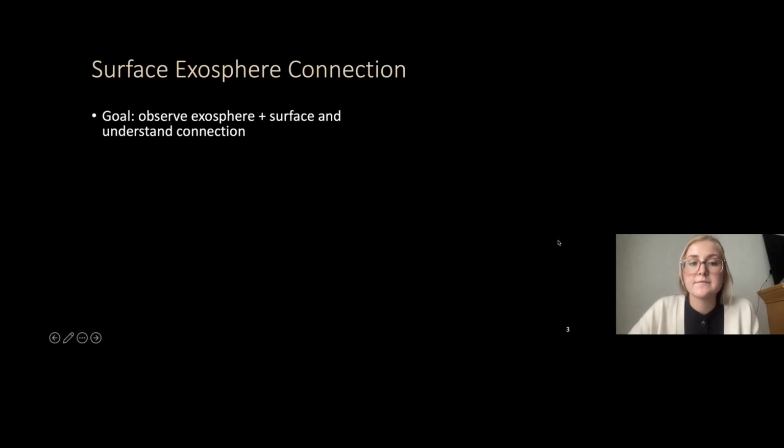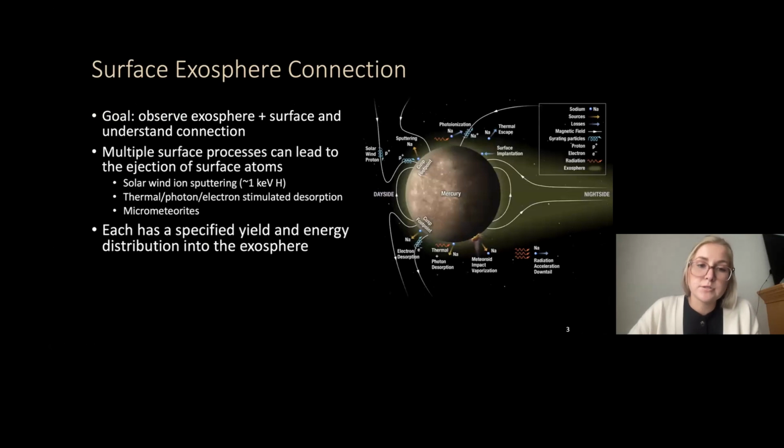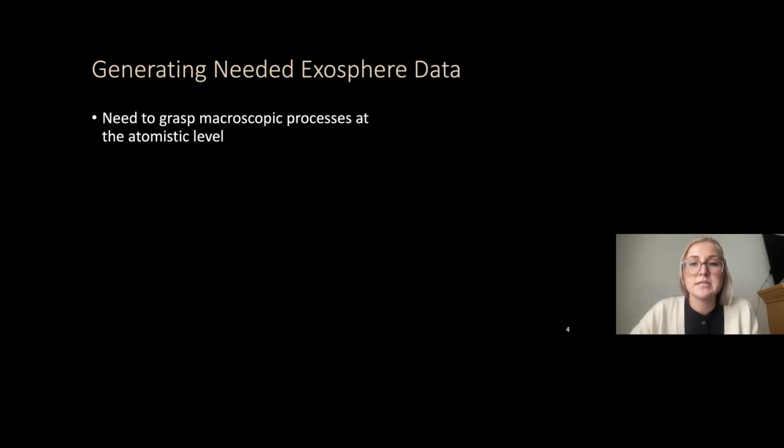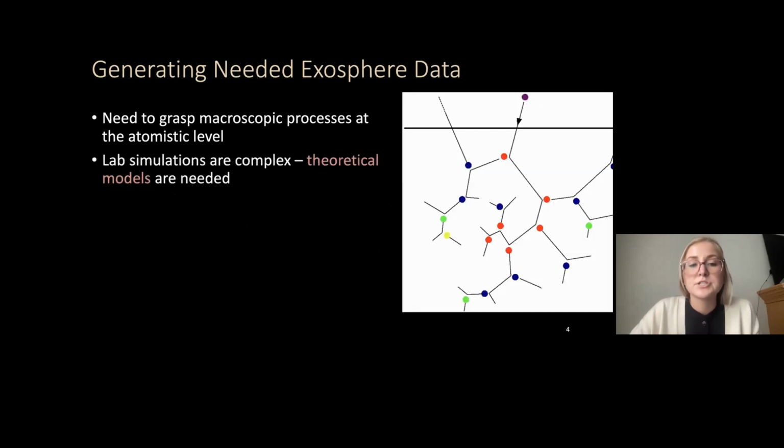The complete understanding of the connection between the surface and the exosphere on planetary bodies is crucial for space exploration. And we know that multiple surface processes can lead to the ejection of surface atoms, and that each process has a specified yield and energy distribution that contribute to the exosphere. So we need to understand each process to truly develop a deep knowledge of this connection. Essentially, we need to grasp these macroscopic processes at the atomistic level, which is generally complex using laboratory experiments, and therefore theoretical models are essential.